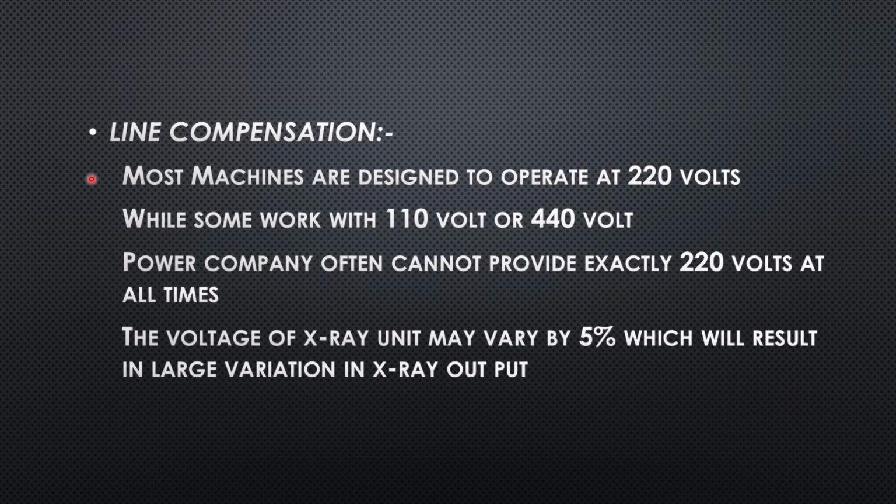Then we have line compensation. Most machines are designed to operate at 220 volts, while some work with 110 volts or 440 volts. The power company often cannot provide exactly 220 volts at all times. So the voltage of the X-ray unit may vary by 5%, which will result in a large variation in X-ray output.